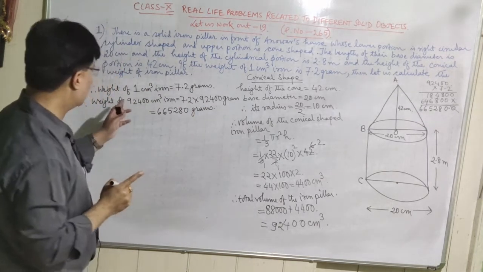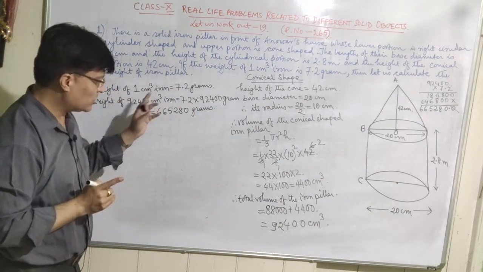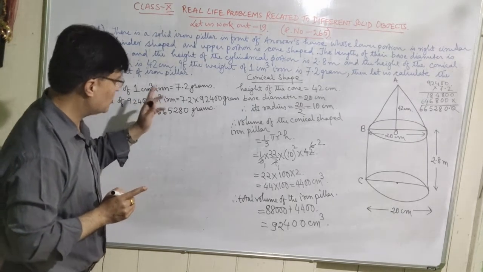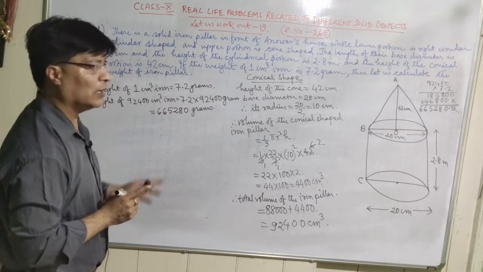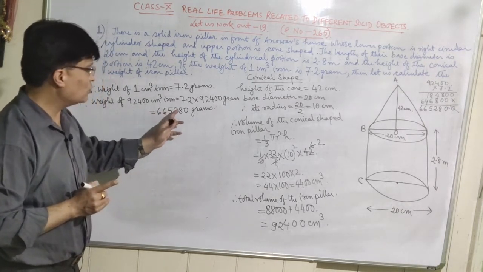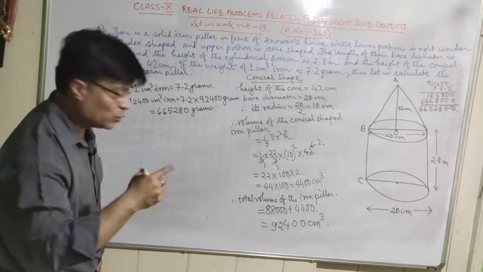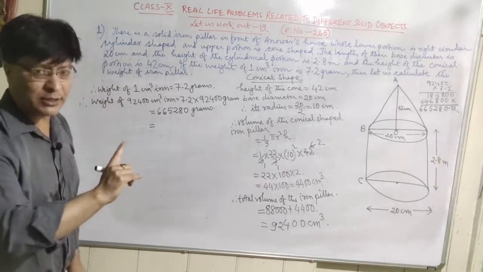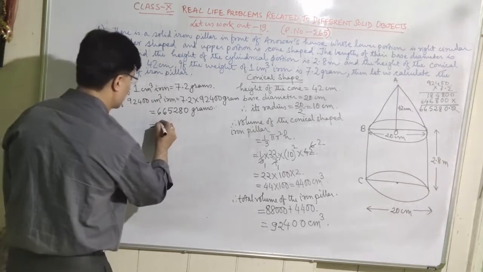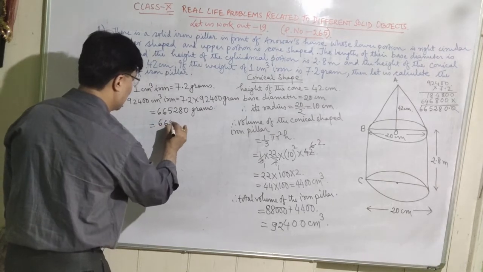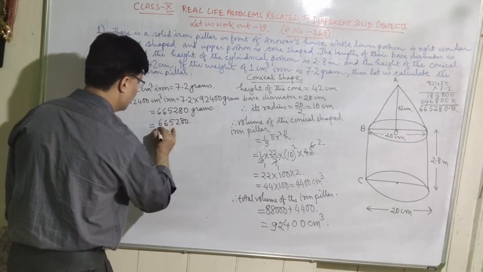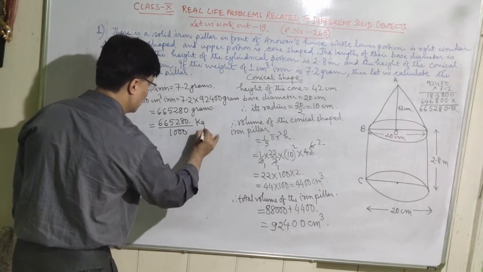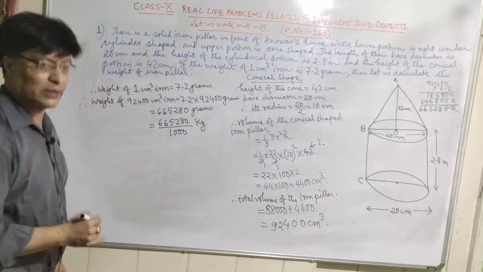So what is the weight of 92,400 centimeter cube iron? That is 665280 grams. You can convert it into kgs. If you want to convert this gram into kilogram, it should be divided by 1000, right? 665280 divided by 1000, so it is kilogram. Now it is converted into kilogram.